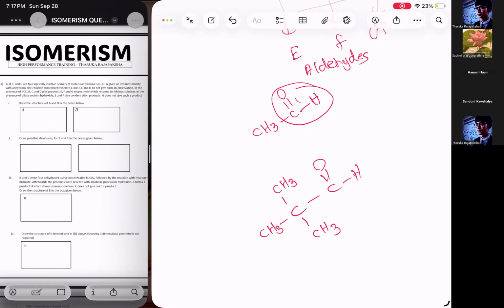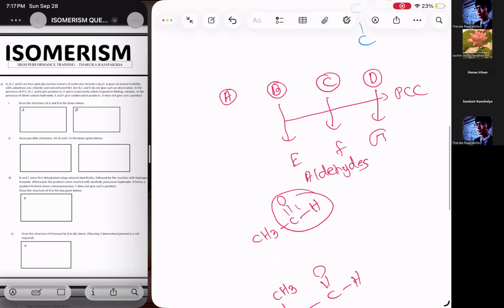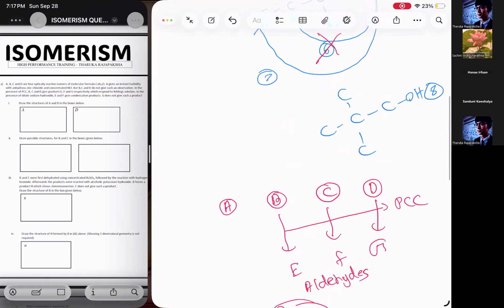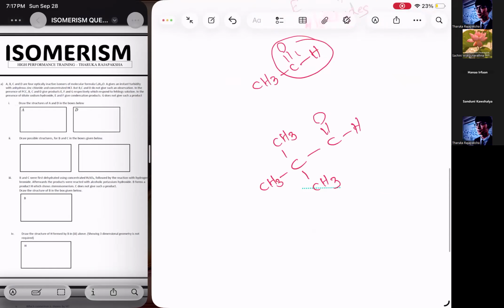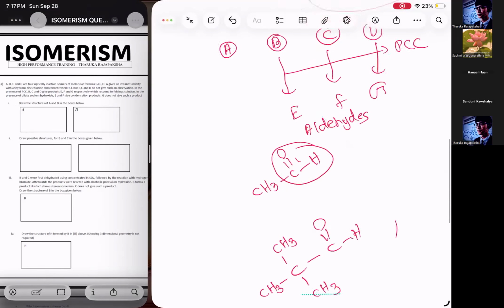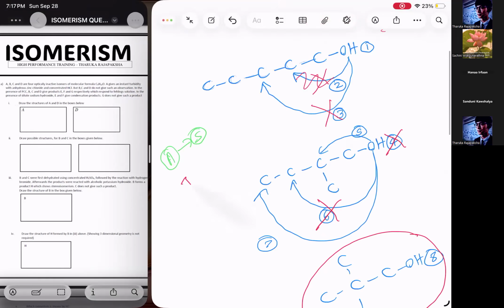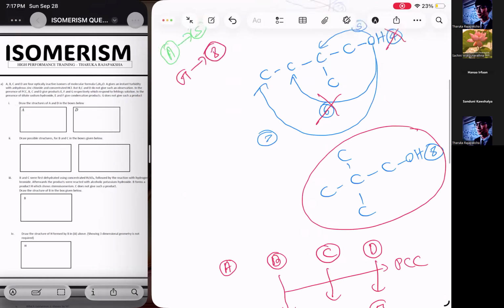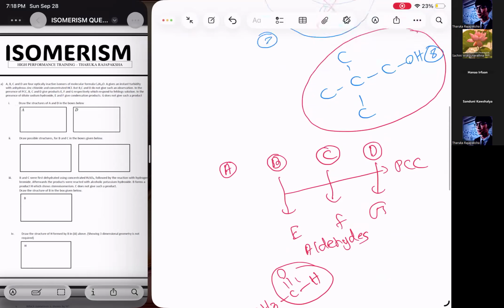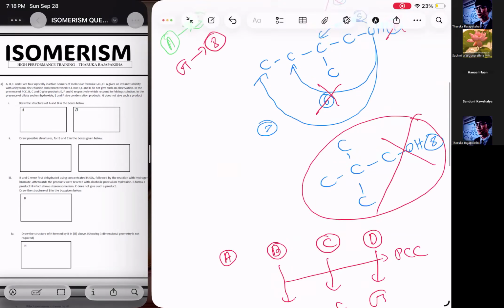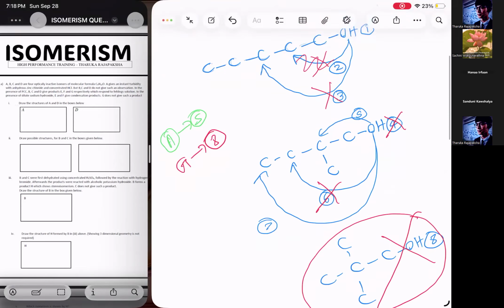There's only one structure like that here. Here you go. This one will oxidize with PCC to form this, and this cannot undergo aldol condensation. So you found G. G is the 8th structure. Now the 8th one is done, no more work on it. The 5th one is also fine, the 5th one is A.